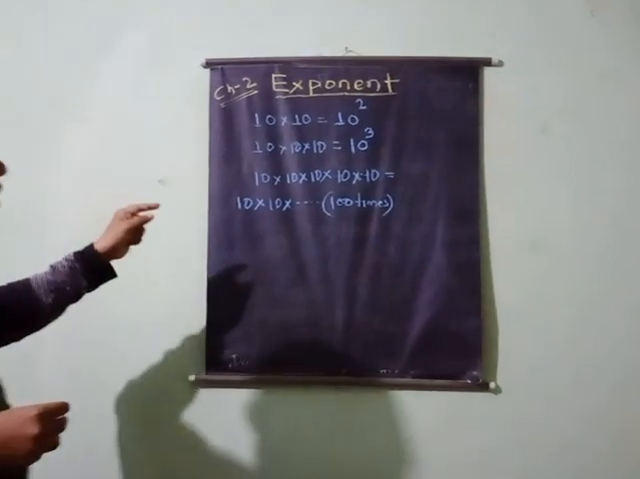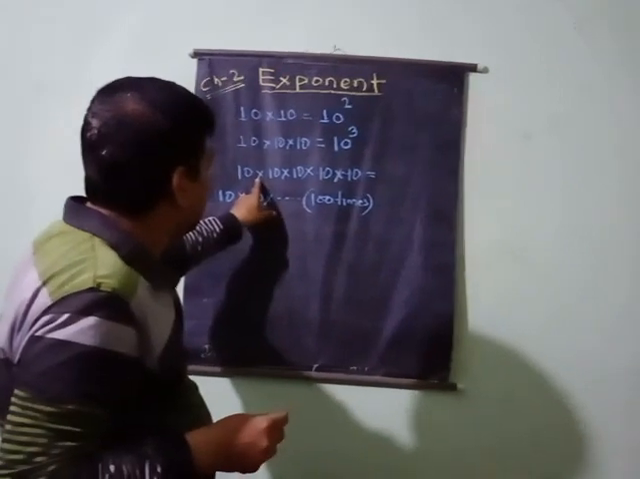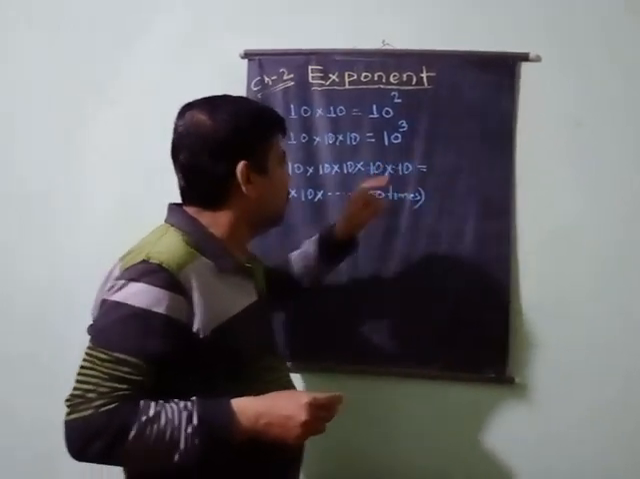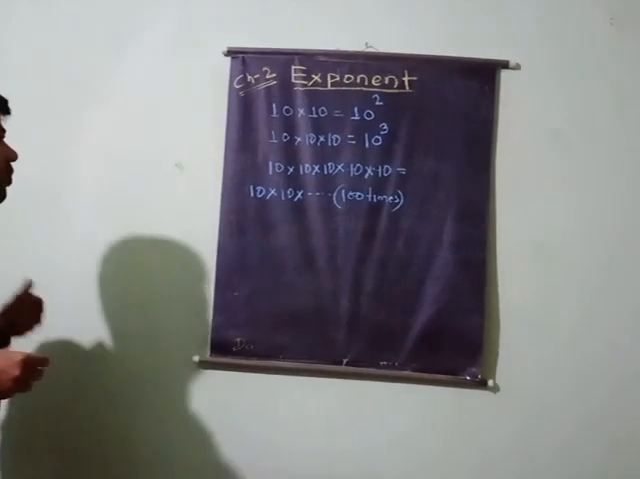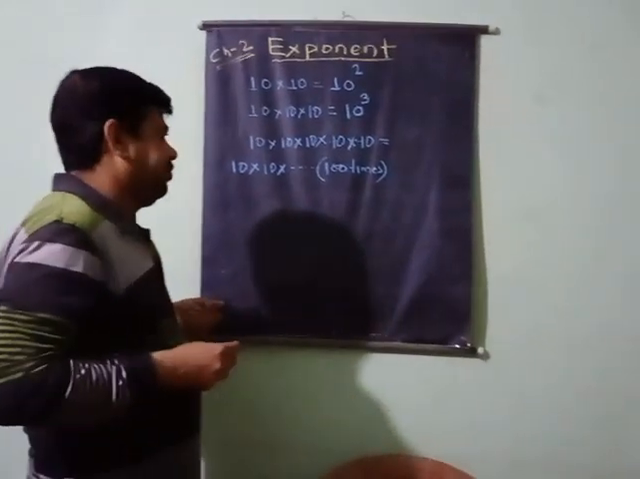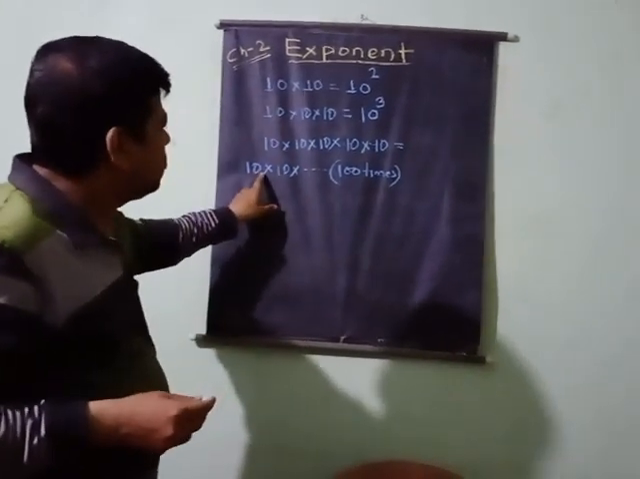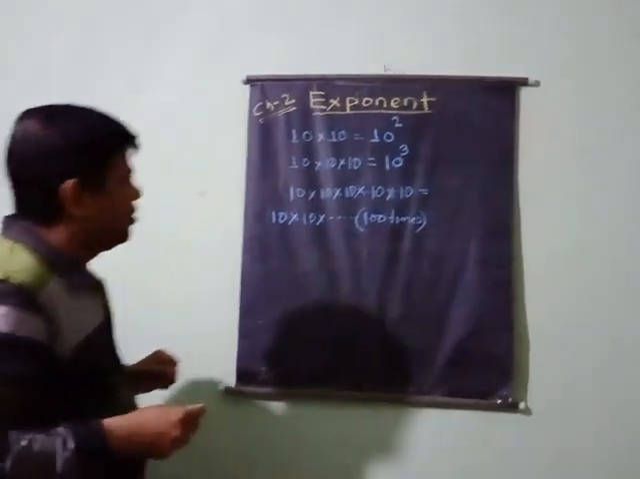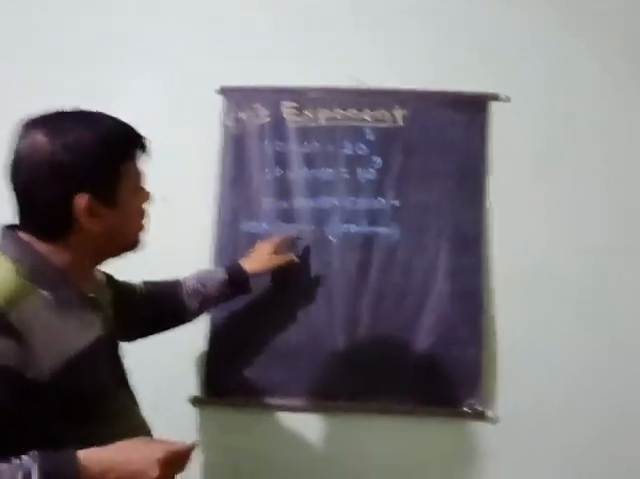You see here, in this line, the 10 is repeatedly multiplied, 10 into 10 into 10 into 10 into 10. How many times? 1, 2, 3, 4, 5. It means the same number undergoes multiplication a repeated number of times. You see one thing here, 10 into 10 is multiplied how many times? 100 times. The number 10 is used 100 times in the multiplication.